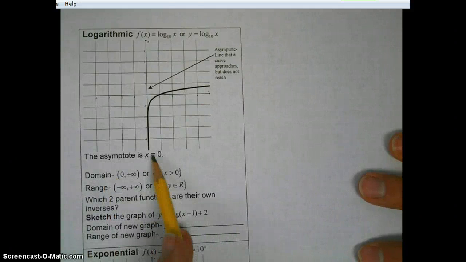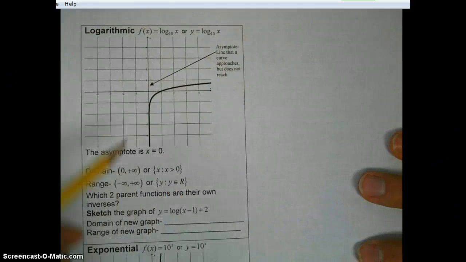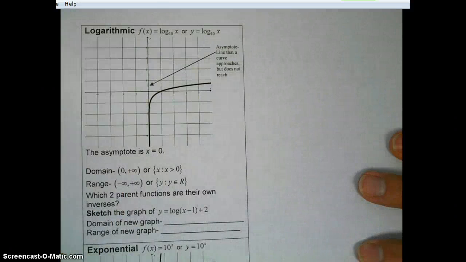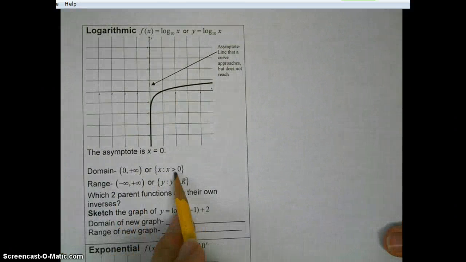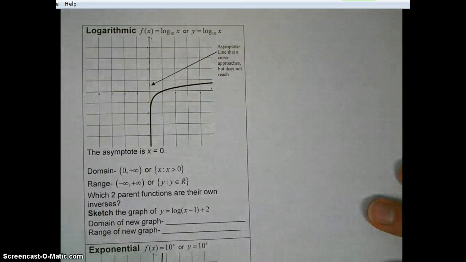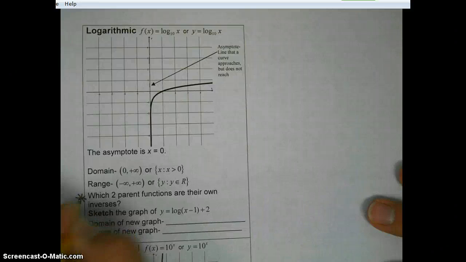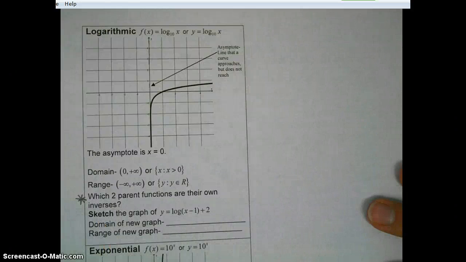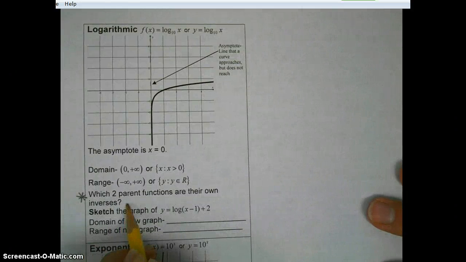Here we're given some information. The asymptote is x equals 0. That would be this line right here going straight up and down. Okay? It gives you your domain, gives you your range. Which two parent functions are their own inverses? Great question. So think about that and see if you can come up with that answer for me tomorrow.